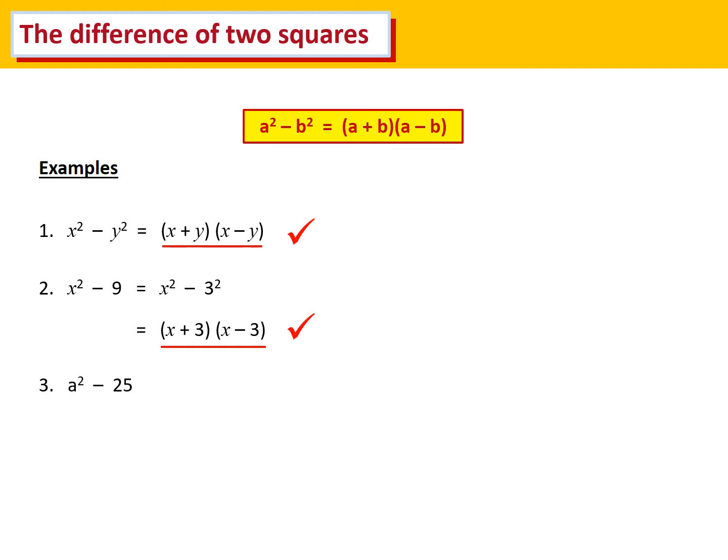Example 3. It's similar, isn't it, in structure to example 2. And we can note that 25 is a square number. So we can rewrite 25 as 5 squared. So now our expression is something squared subtract something else squared, which we can therefore write as a plus 5 times a minus 5.